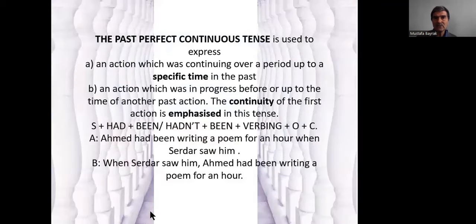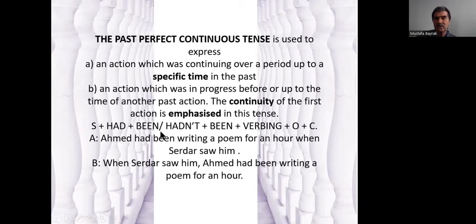Okay, the past perfect continuous tense is used to express: A, an action which was continuing over a period up to a specific time in the past. B, an action which was in progress before or up to the time of another past action. The continuity of the first action is emphasized in this tense. Yes, the continuity is important. Continuation is important.